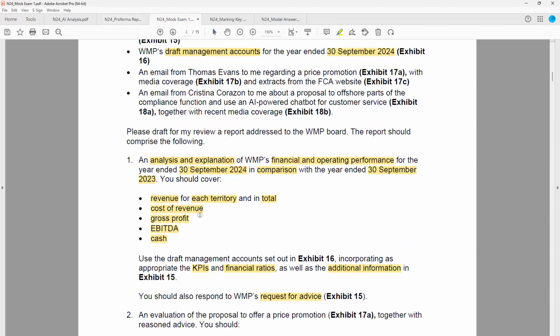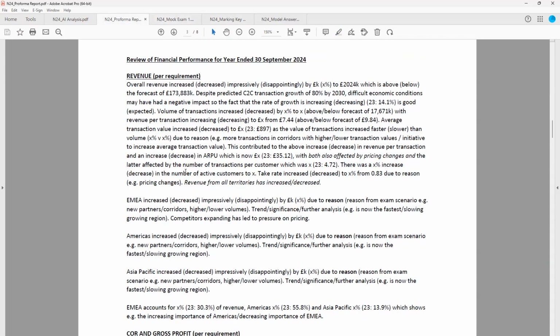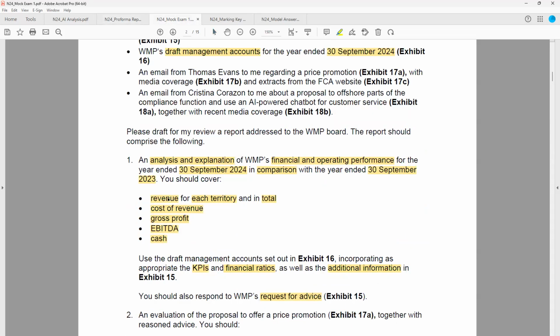And then I also start to think about what the marking key will look like, so I can kind of gauge how much I should write for each section. But in any event, you can't predict the marking key exactly. So in any case, we're going to be answering everything that they've asked for. So we have a heading on all of these points, as I've said.